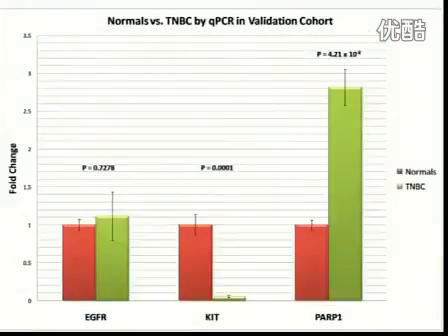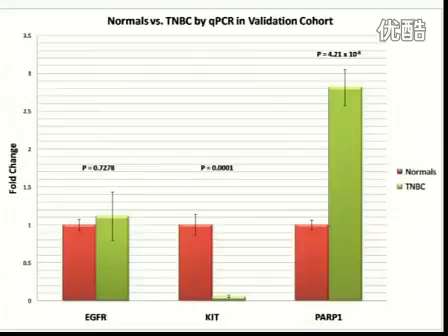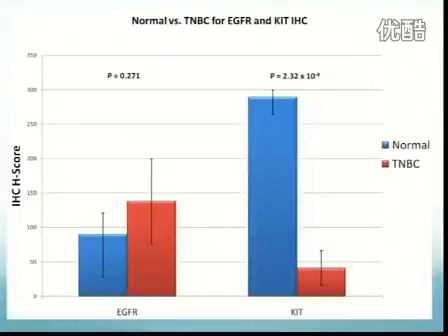Then this is the ABI qPCR results. Again, we confirmed our findings from next-gen sequencing. EGFR not differentially expressed, KIT, the TNBC here in green, is downregulated compared to the normals, and PARP1 overexpressed. When I presented this data, obviously the first question I got was, what does it look like at the protein level? So for my thesis defense, I got it done, and this is the protein level data by IHC. We had antibodies for EGFR and KIT. There's no good antibody for PARP yet, but EGFR was not differentially expressed, with an insignificant p-value at the protein level, and KIT significantly downregulated compared to normal. So at all 3 levels, RNA-seq, qPCR, and IHC, we confirmed those findings.